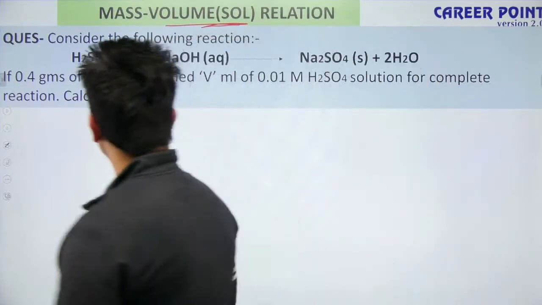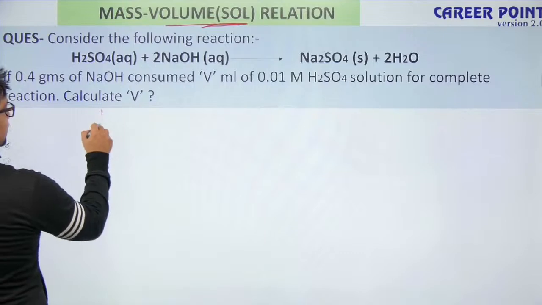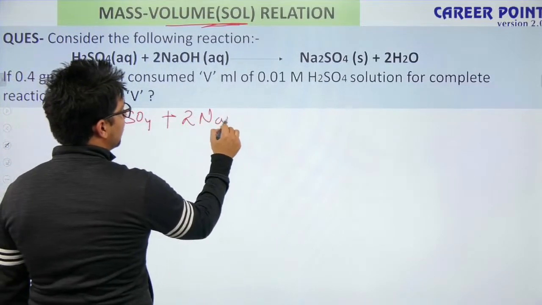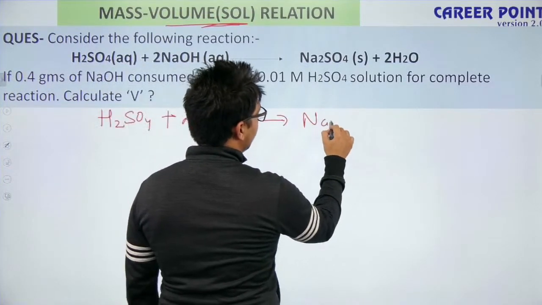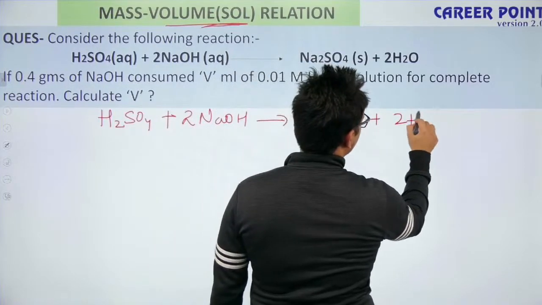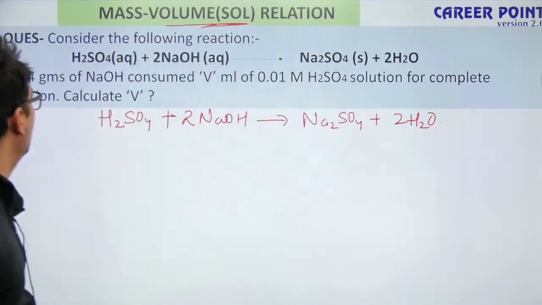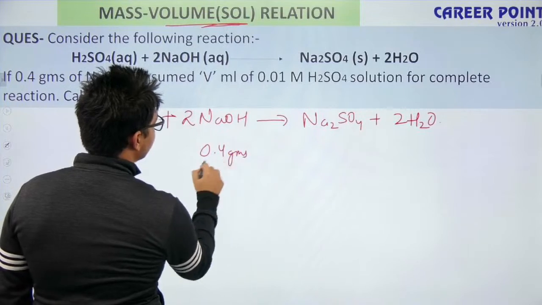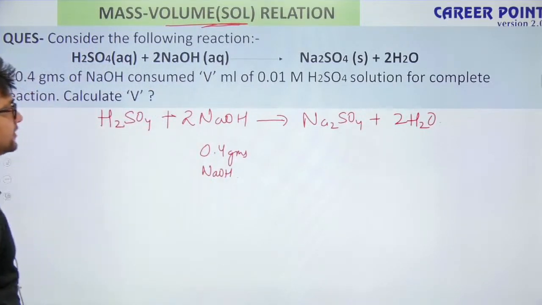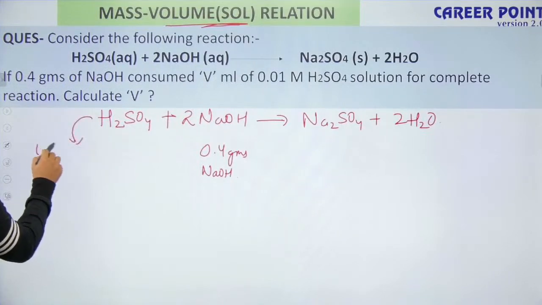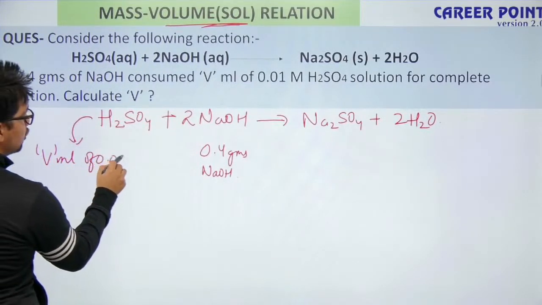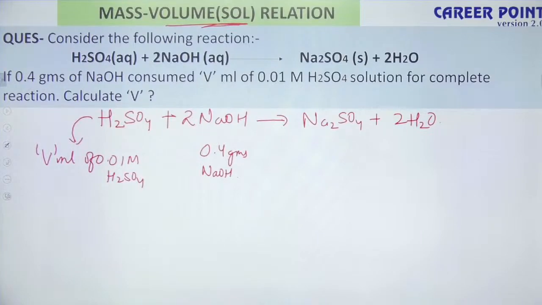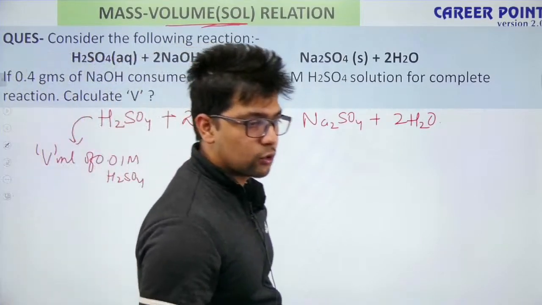What does this equation suggest to us? There is an equation with H2SO4. This is an acid-base neutralization reaction. It is reacting with the base, forming sodium sulfate and water. This is my final equation. What they suggest is you have 0.4 grams NaOH, reacting with V mL of 0.01 molar H2SO4. This is the data provided in the question. For complete reaction, calculate V.